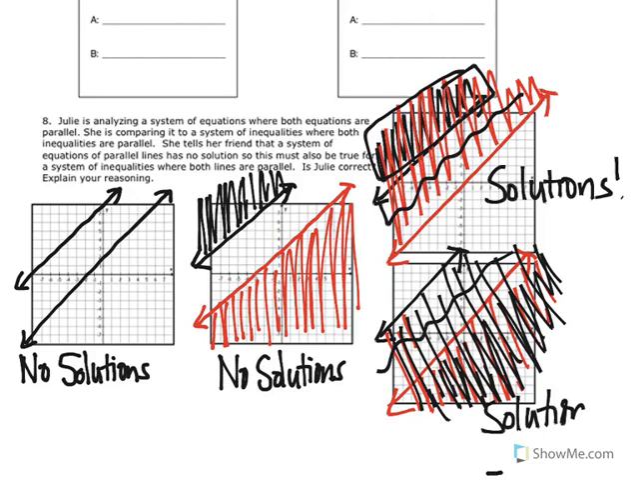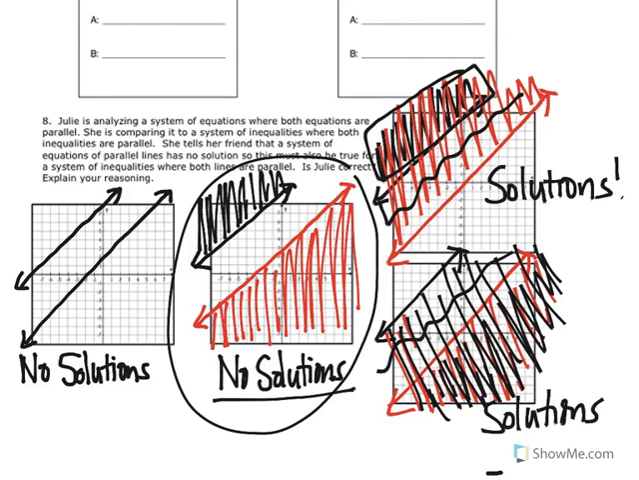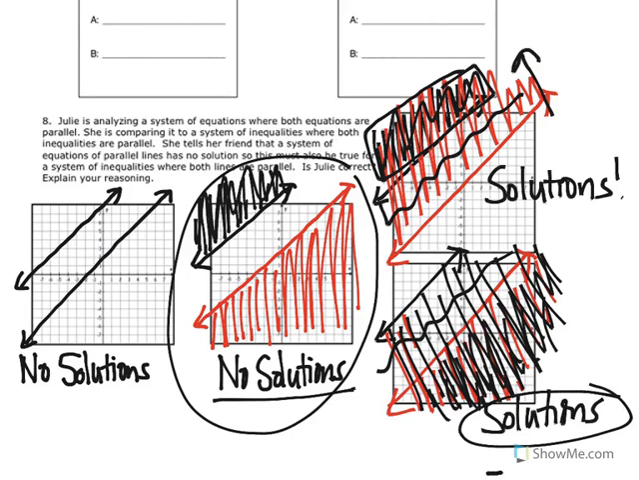So, in answer to the question about Julie telling her friends that a system of inequalities has no solutions, well, it's true if it looks like this, where one of them is greater and the other one's less. But if they're both greater than, eventually they're going to overlap. And if they're both less than, they're both going to overlap. So in this situation, there would be solutions. Okay, so there you go.